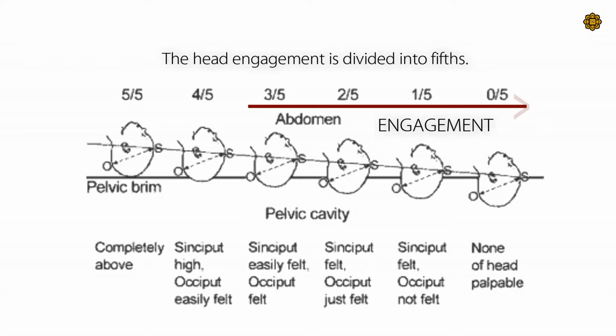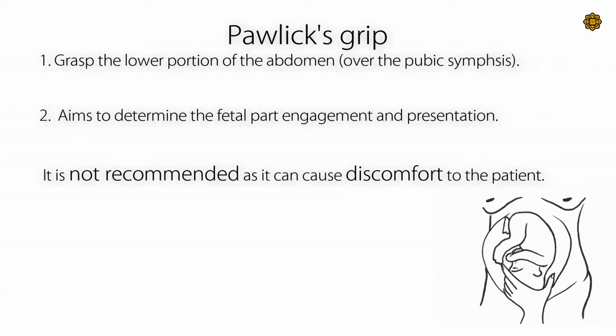Pollex grip. Grasp the lower portion of the abdomen over the pubic symphysis with the thumb and fingers of the right hand. This grip aims to determine the fetal part engagement and presentation. This grip is used by obstetricians. However, it is not recommended as it can cause discomfort to the patient.